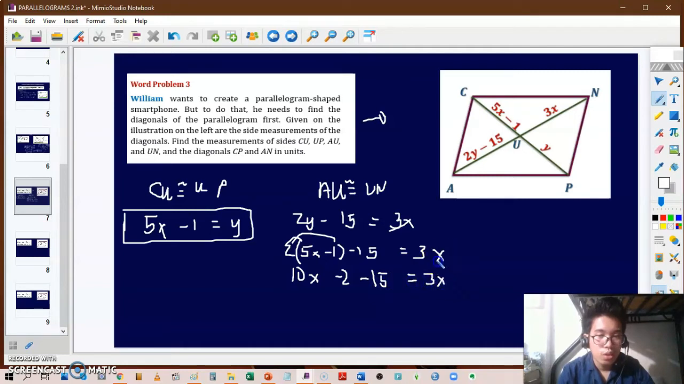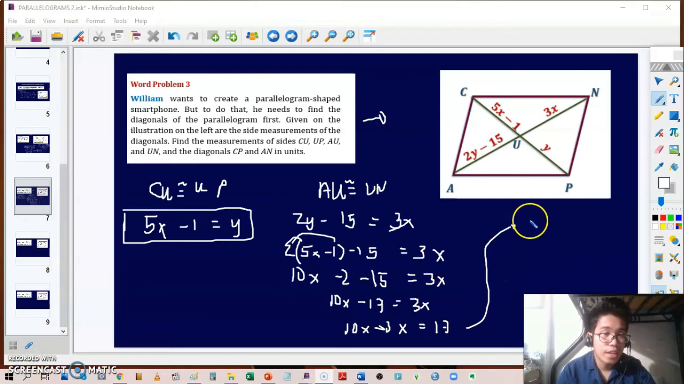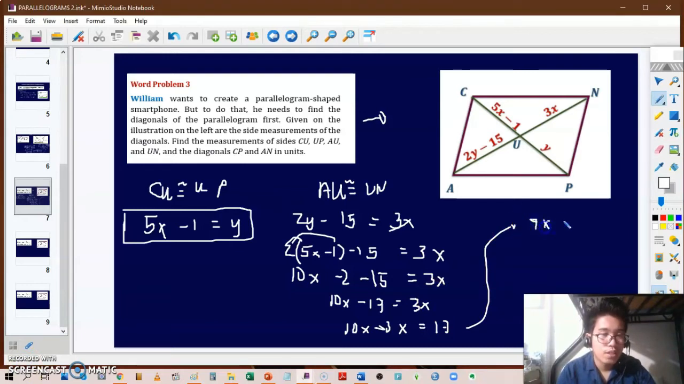Okay, and we can also say here that 10x minus 17 is equal to 3x, and if we transfer 3x here, that's going to give you 10x minus 3x is equal to 17, and this will give you 7x is equal to 17. If we divide both sides by 7, we get that the value of x is equal to 17 over 7. Okay, so that's the value of x.